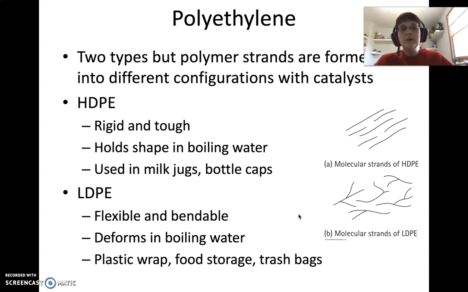And this polyethylene we use for things like plastic wrap. Ziploc bags are made out of LDPE, and trash bags. So this is why you can't, for example, put food in a Ziploc bag and then put it into boiling water, because that bag is going to melt.